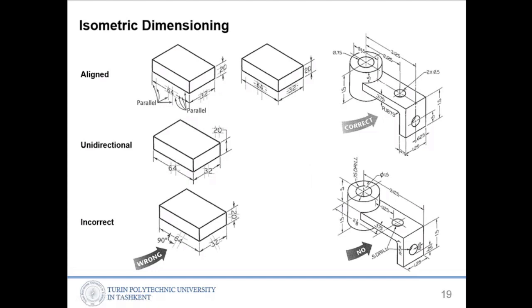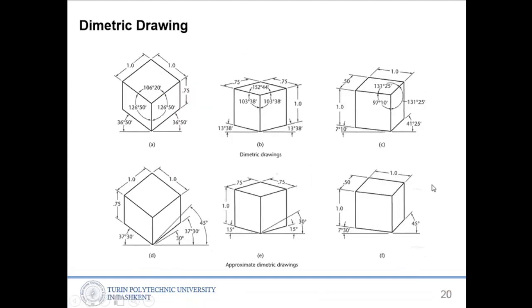In dimetric drawings, that is also an axonometric projection type, but in dimetric, two sides, two edges and two angles are equal. So here you can see two angles, 126 and 126, are equal, and also the 1 inch and 1 inch on the left hand side and right hand side are equal. And it might be done differently like in B, but still 2 angles and 2 sides are equal.